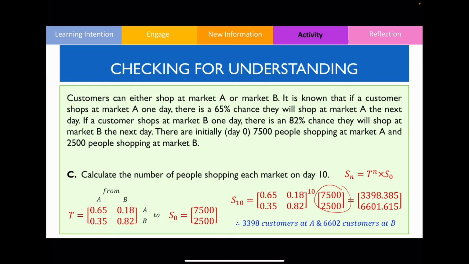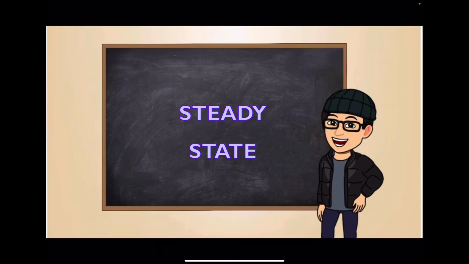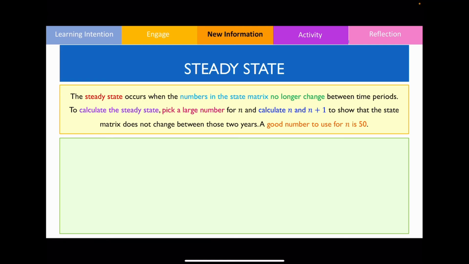The next part of this video is for us to look at steady state. The steady state occurs when the numbers in the state matrix no longer change between time periods. In order for us to find the steady state, we need to choose a large number for n and calculate Sn as well as Sn plus 1 to show that the state matrix does not change between those 2 years. Ideally, I like to use the value of n equals 50, but ultimately you could also use n equals 100 as well.